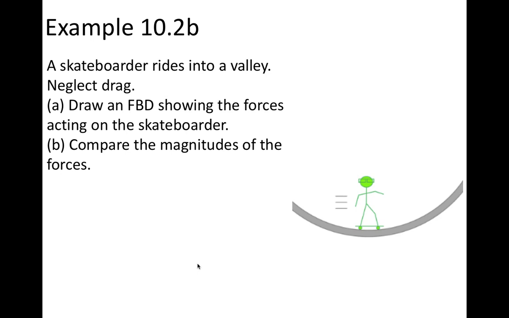Here we have a skateboarder that rides into a valley. We're neglecting drag, and we're going to draw a free body diagram showing the forces on the skateboarder. Well, the skateboarder has weight. The skateboarder is in contact with the ground, so the ground will exert a normal force upwards. And again, we are going to compare the magnitudes of the forces. Well, it's important that we picture where the center of the circle is, which might be somewhere like that. And that means that the centripetal direction at this position for the skateboarder is up. And that net centripetal force has to be directed up.